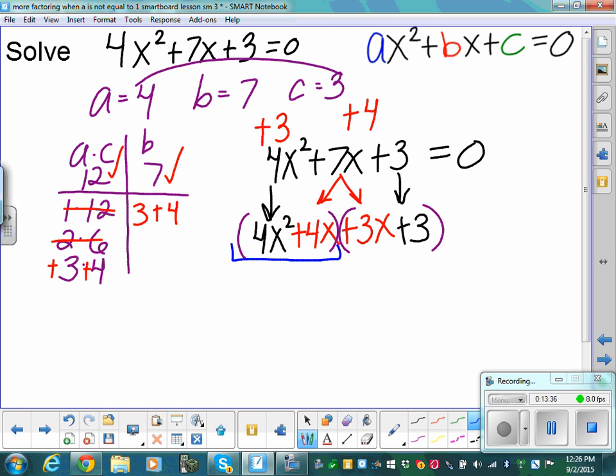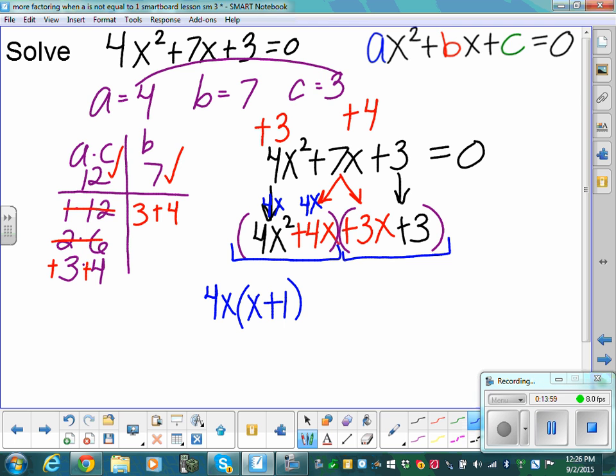4x squared plus 4x. What do we have in common? A 4 and an x. So I'm going to pull out a 4x, leaving me with inside 4x squared. We pulled out a 4x, leaving me with x. 4x, we pulled out a 4x. Do not write 0. What's 4x divided by 4x? It's actually 1. So we have a positive 1 left. Common mistake right there for a lot of you.